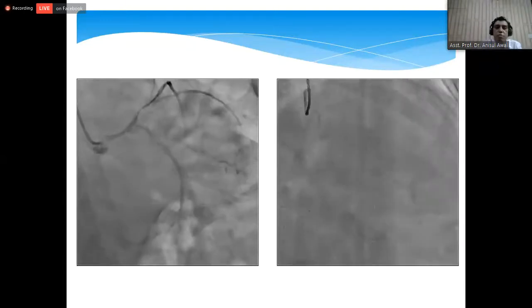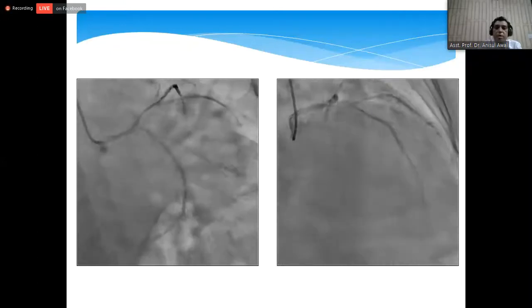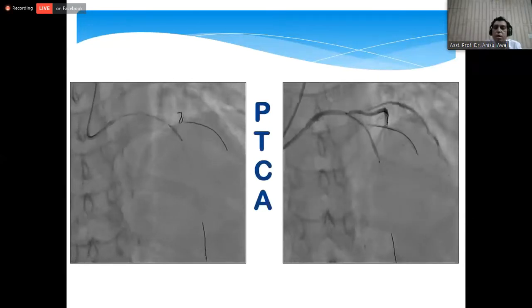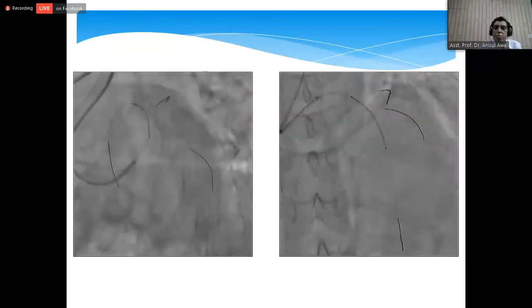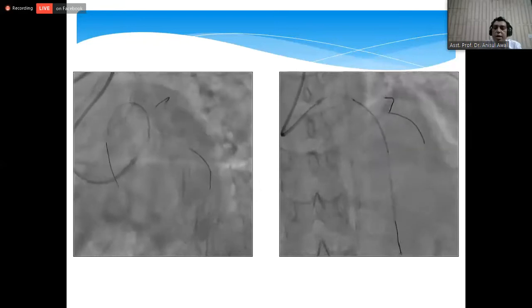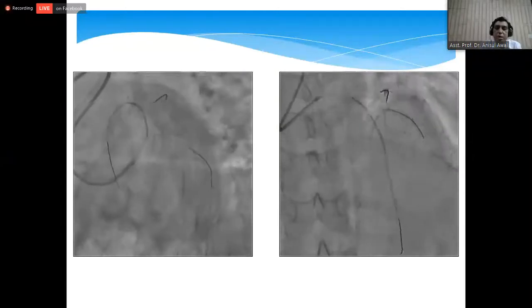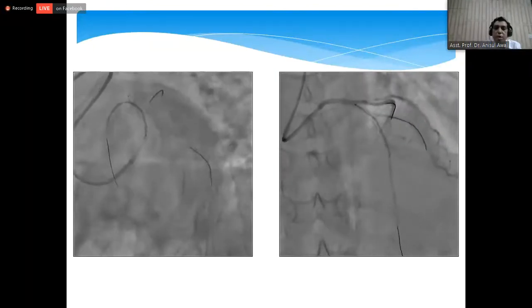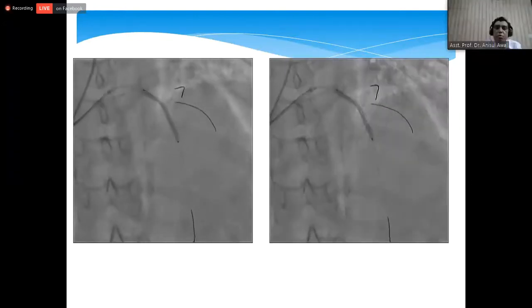There are two potential bifurcations. One is the LAD-diagonal, and another is the left main and LCX. So we planned provisional stenting. We wired both vessels, first pre-dilated the lesion with a smaller balloon, and took a larger stent, 3.0 size. This was Orsiro because of the economic condition. We know there are other stents, such as Giant and other groups, that give better results in left main, but due to economic strain we had to go with the Orsiro. We checked that we can go with a 3.5 millimeter stent, up to 4.